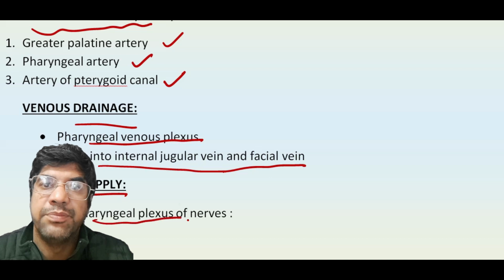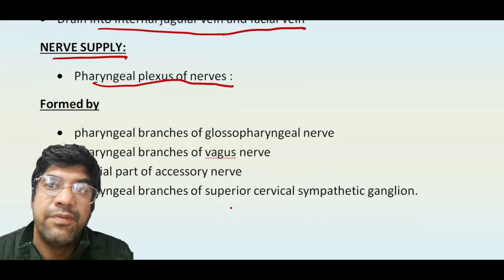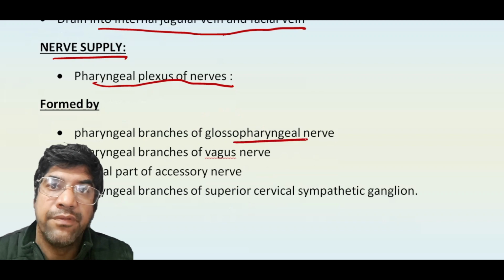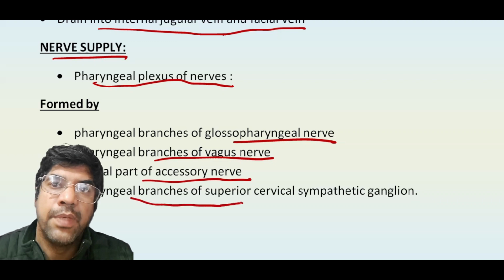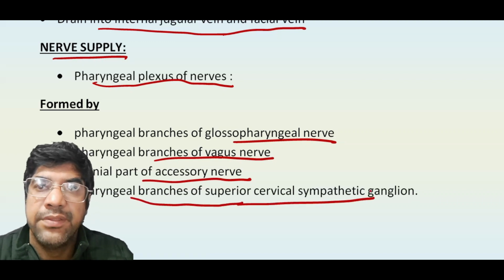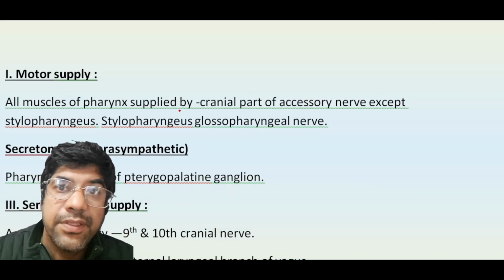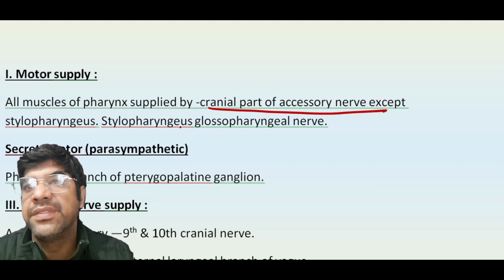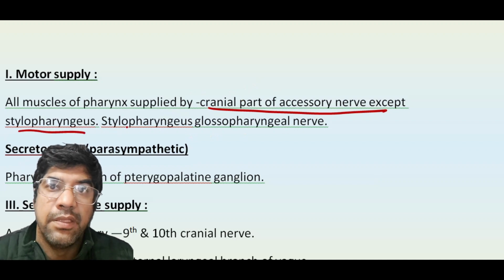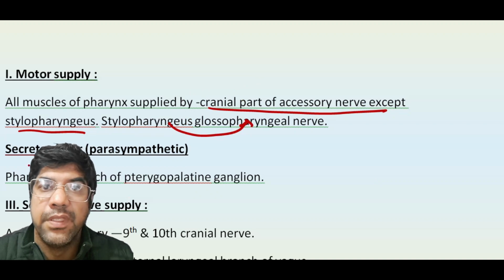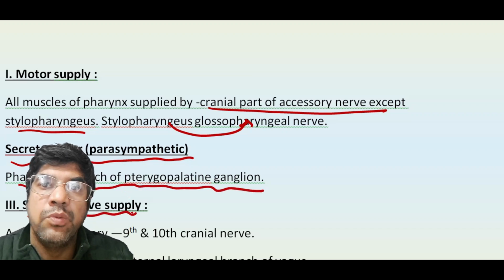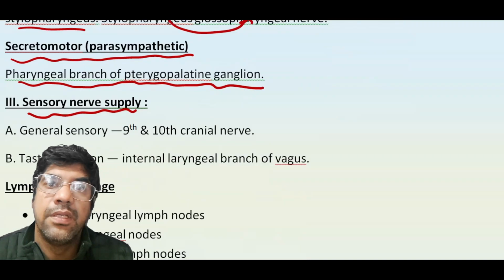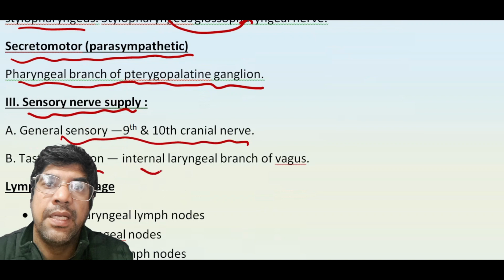The nerve supply is the pharyngeal plexus, which is formed by the pharyngeal branches of the glossopharyngeal nerve, the pharyngeal branches of the vagus nerve, the cranial part of the accessory nerve, and the pharyngeal branches of the superior cervical sympathetic ganglion. So all the muscles of the pharynx, we discussed, are supplied by the cranial part of the accessory nerve except stylopharyngeus. Stylopharyngeus is supplied by the glossopharyngeal nerve. The secretomotor supply is through the pharyngeal branch of the pterygopalatine ganglion, and the sensory nerve supply is through the 9th and 10th cranial nerves. The taste sensation is through the internal laryngeal branch of the vagus.